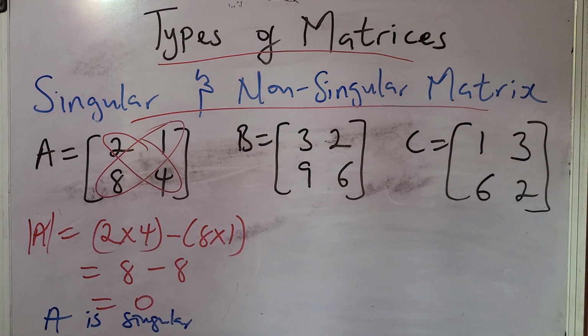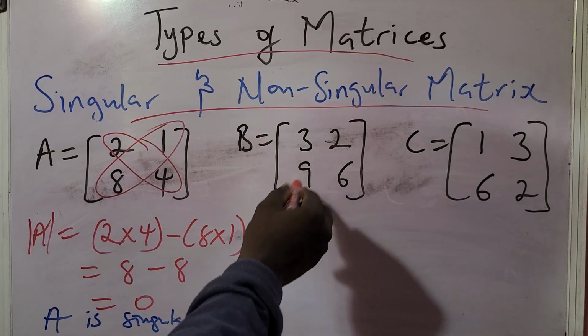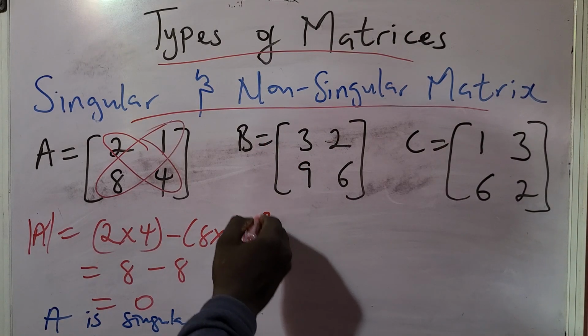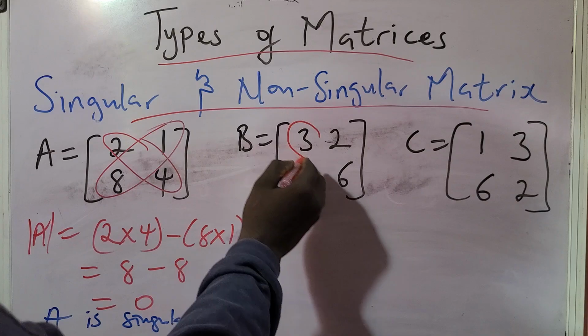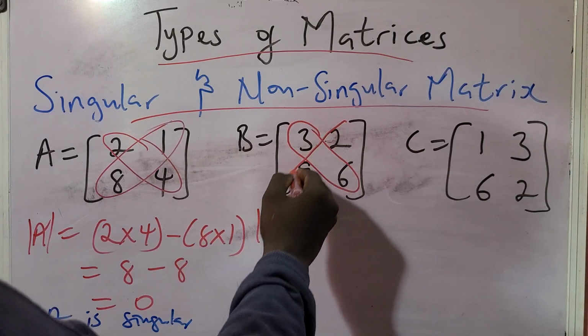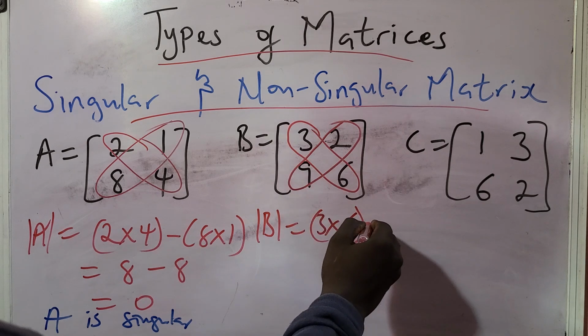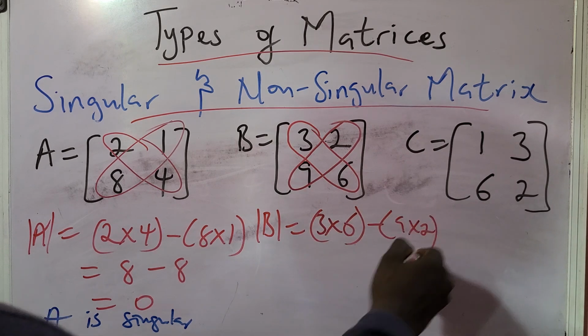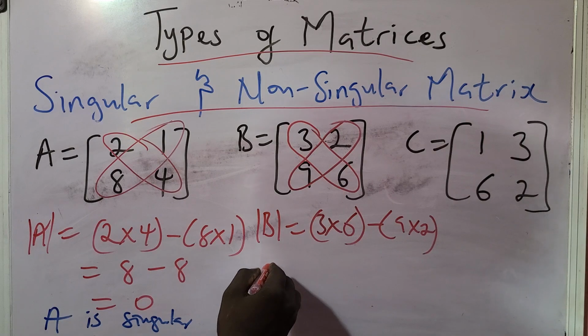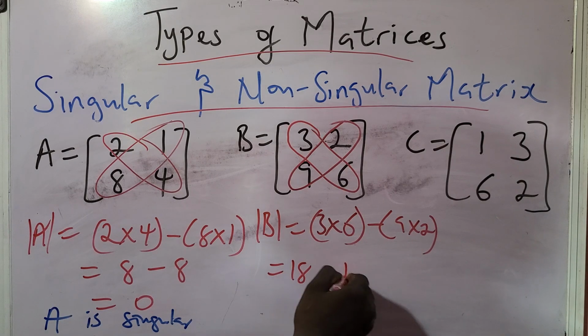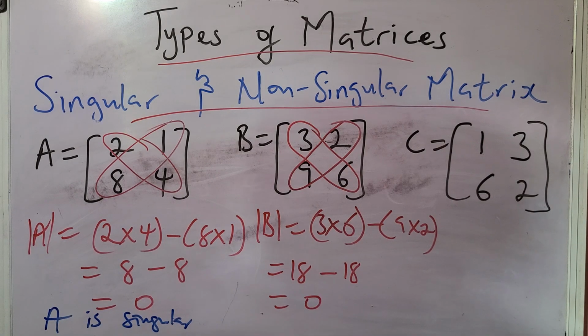Let's try matrix B. Under matrix B, we have the determinant of B being given as, of course, multiplication of this minus the multiplication of this. That will be 3 times 6 minus 9 times 2. That would be 18 minus 18. This is also 0. So we can conclude that matrix B is singular.